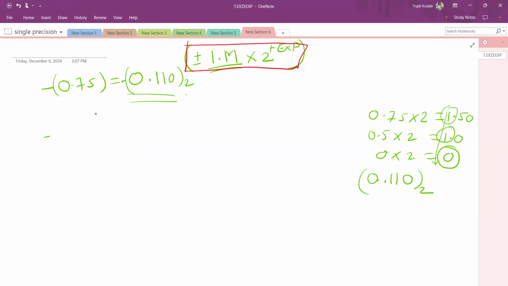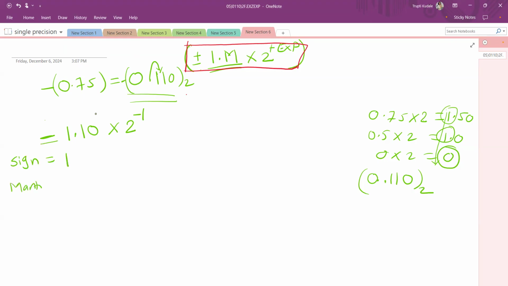So you will write it with a negative sign: 1.10. So I will move this decimal point towards the right. If you are moving a binary point towards the right, the exponent will be decreased by 1, and it will be minus 1. So now here I will identify what my sign bit is. Sign is negative, so my sign bit will be 1.